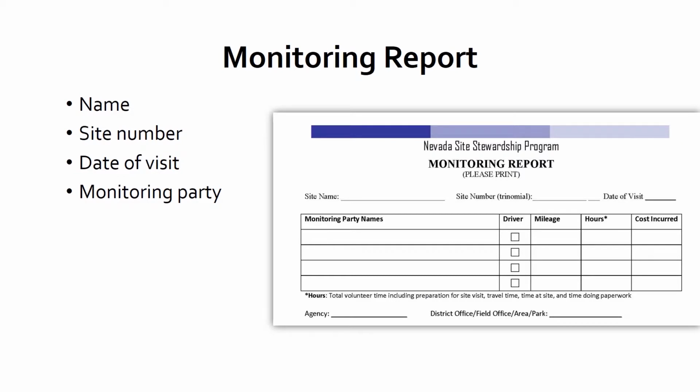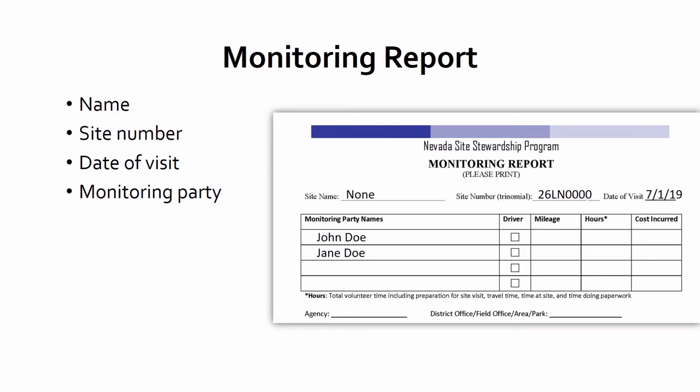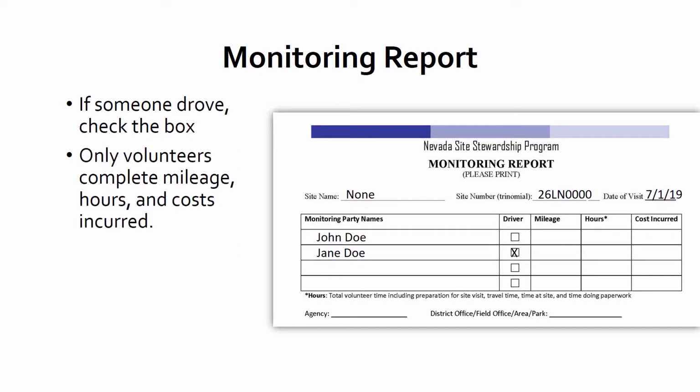Now, we have to complete a monitoring report. So we've used our baseline recording to relocate the site, and we've taken some photographs of the site. So we're going to fill out the report. So there's no site name for this site, but there's a site number and a date that we visited, and then there's room for our names. You can check the driver box if somebody drove to the site, and this form is the same as the form used for volunteers, and they will complete their mileage, hours, and costs, but employees do not.